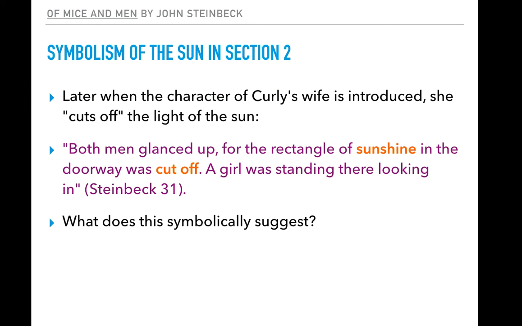Later, when the character of Curley's wife is introduced, she cuts off the light of the sun. "Both men glanced up, for the rectangle of sunshine in the doorway was cut off. A girl was standing there looking in." What does this symbolically suggest if we think perhaps the sun represents opportunity, new life, growth? What happens when someone cuts that off? What does this suggest in this moment?